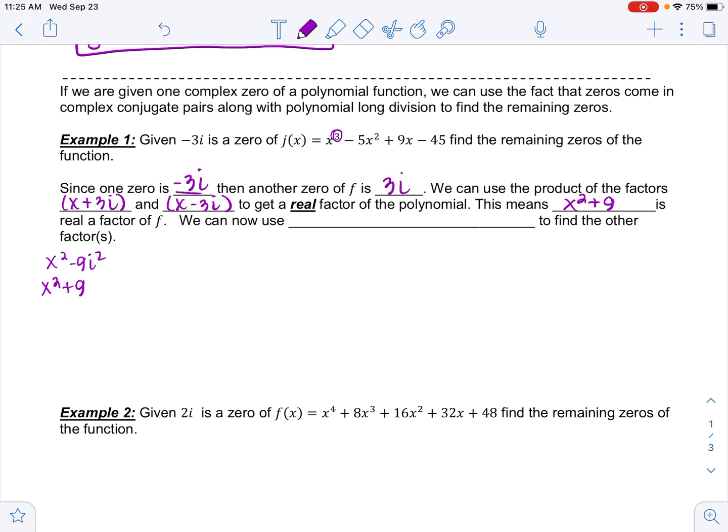If it's a factor, that means when I divide by that, I'll get the other factor, right? Because if it's a factor, then my remainder is 0. So since it's x squared plus 9, we cannot use synthetic division. We have to use polynomial long division.